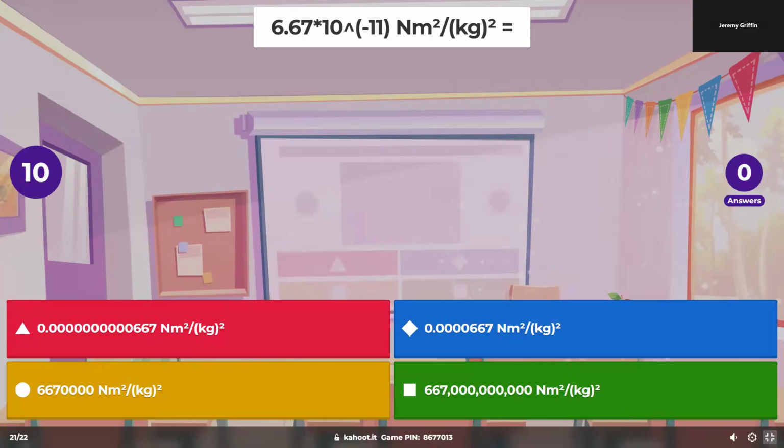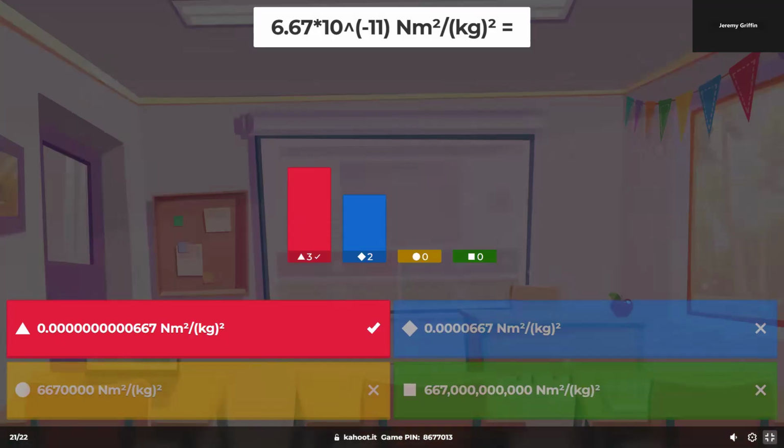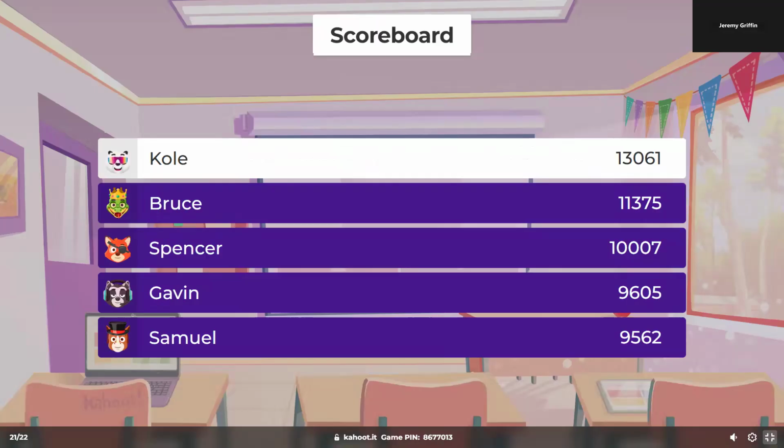What's that number? 10 to the negative 11. What does that look like? You guys see, if you take this decimal and skid it 11 places to the right, that becomes 6.67. So it is 6.67, just off by 10 to the 11. So universal gravity constant. Got Samuel, Gavin, Spencer, Bruce, Cole.